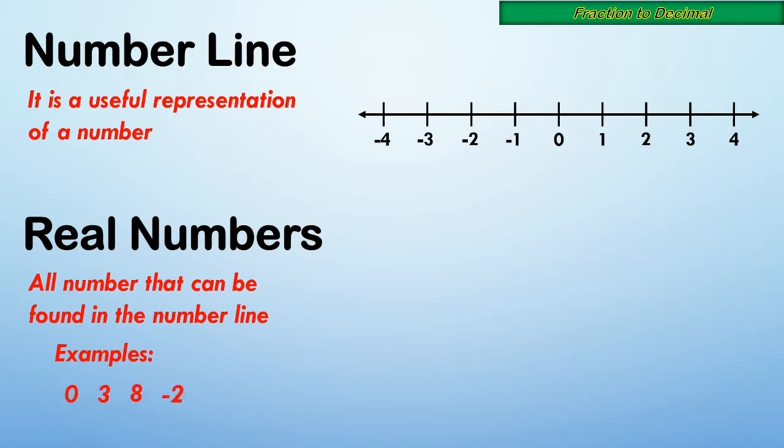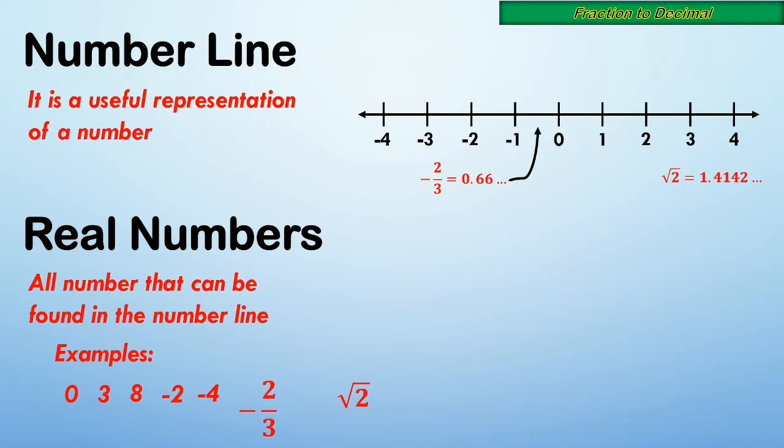Example, 0, 3, 8, negative 2, negative 4, even the fractions, both negative and positive, are real numbers. Okay, example, you can have that one. Then the square root of 2, that is also a real number. Lahat ng yan is real numbers.